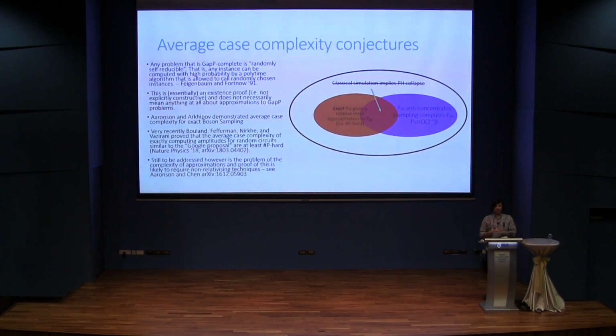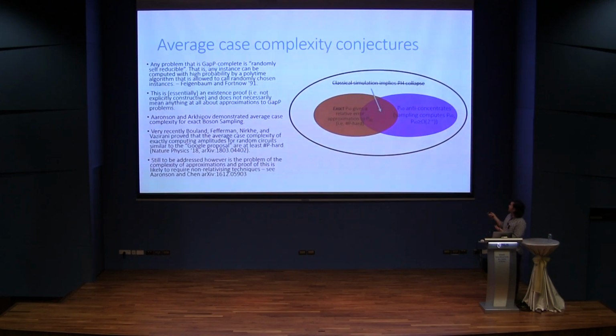This year, there was a really big result from Bouland, Fefferman, Nirkhe, and Vazirani, who showed that in the case of exactly computing these output probabilities, the average case and the worst case complexity overlap for many of these classes of random circuit sampling arguments. So that was published in Nature Physics in late 2018. Unfortunately, this isn't quite enough to prove the theorem that we actually want.